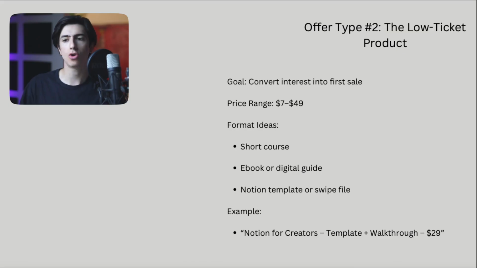And some format ideas of a low ticket product could be a very short course, for example, which is again a video type of digital product, an ebook, or again a digital guide. It could also be a PDF, but a bigger type of PDF that solves a more complex problem than your lead magnet. It could be a Notion template or a swipe file, something more valuable than your lead magnet that moves people down your value ladder.